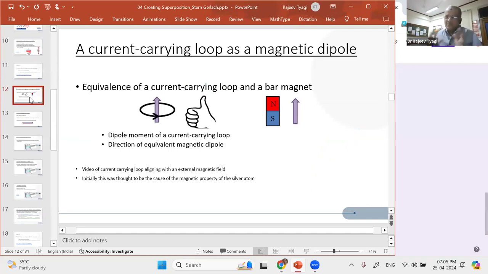The second part, the beginning point is that a current carrying coil and a bar magnet are identical in their behavior. A bar magnet has a dipole moment in this direction, but here it is here. So I've shown it on the side so that it's more visible. And a current carrying loop also has a dipole, and you can find its direction by putting your fingers around it like a curl. The direction of current is the direction of your curled fingers, and the thumb will tell you the direction of the dipole moment. So what should happen? A current carrying coil placed in a magnetic field should align itself with the magnetic field.